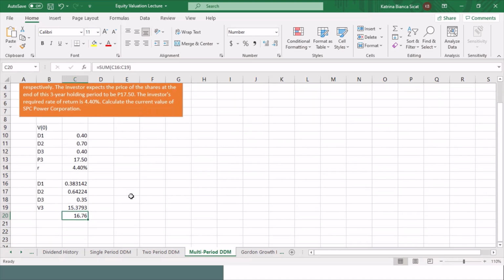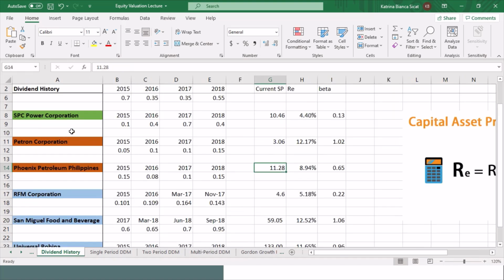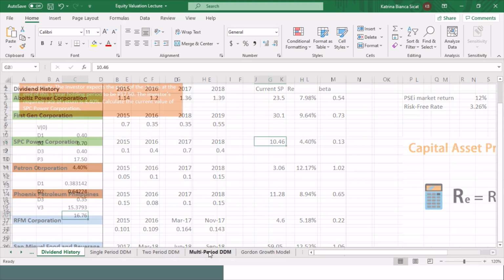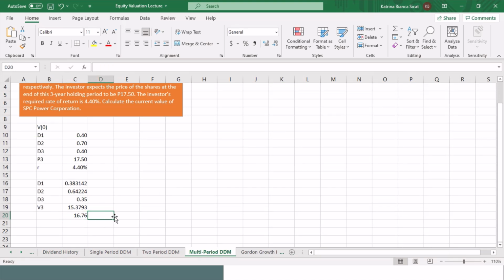16.76. Right now, SPC Power Corporation is selling at 10.46. So if that's the case, 10.46 siya binibenta ngayon, but it's 16.76. Napakalayo. Ito talaga yung masasabi mo, oh, ang mura ng bentahan sa market ngayon. So this is undervalued. Okay, so syempre, dahil nga 3 years yung projection natin, talagang mas malaki yung difference niya, yung gap, kumbaga.